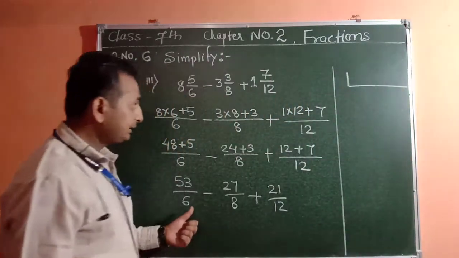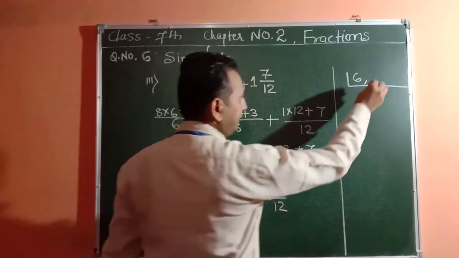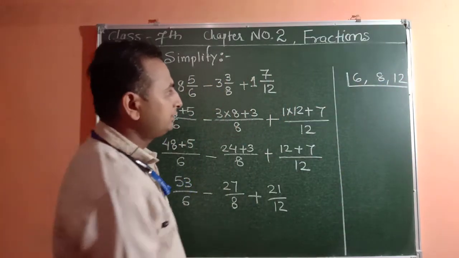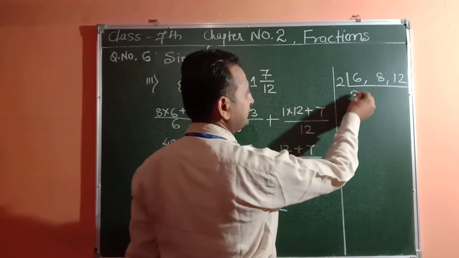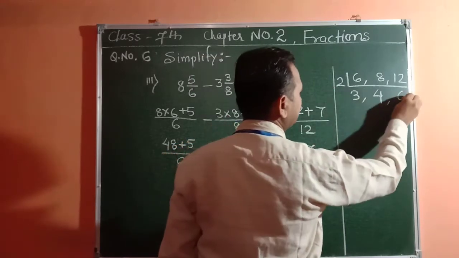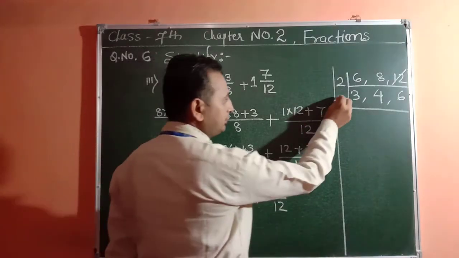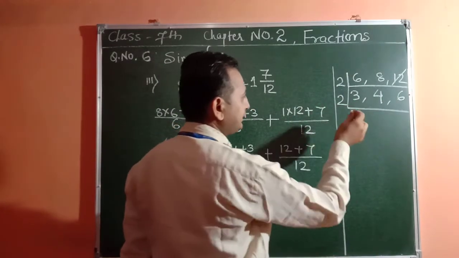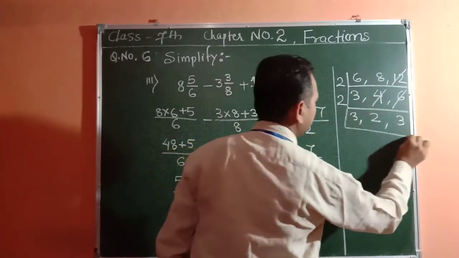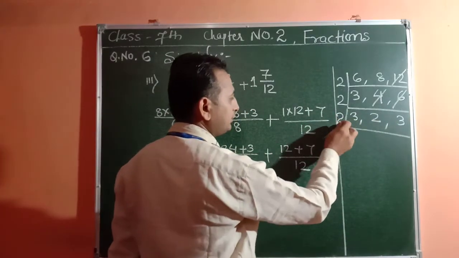Just take the LCM of these three denominators, 6, 8 and 12. First we check 2: 2 threes are 6, 2 fours are 8 and 2 sixes are 12. Now again we use 2, and 3 as it is. 2 twos are 4, 2 threes are 6.